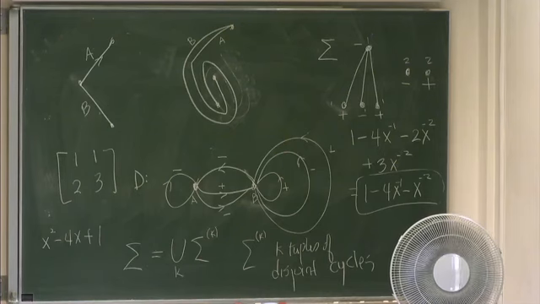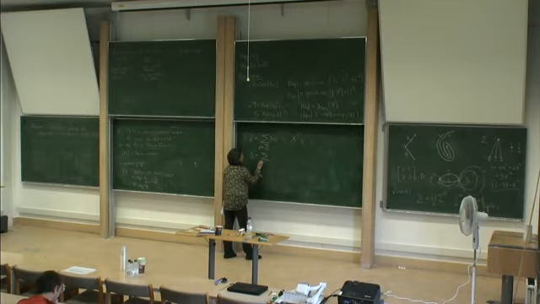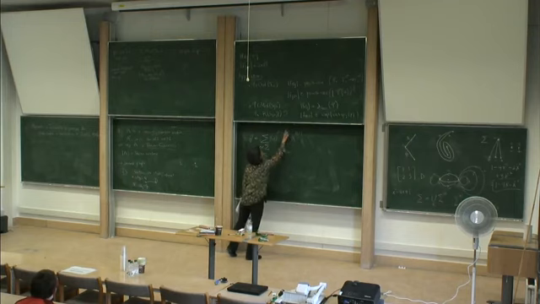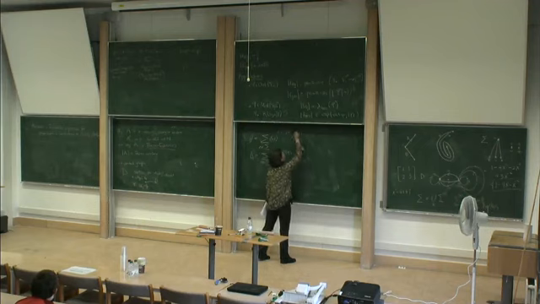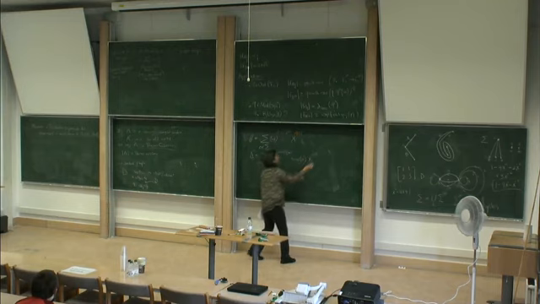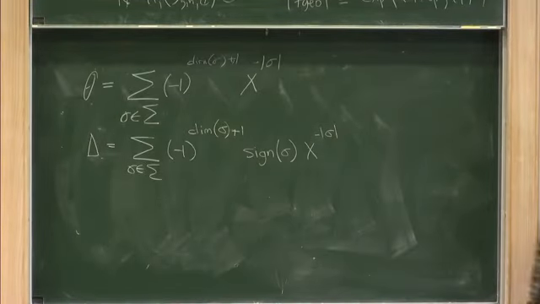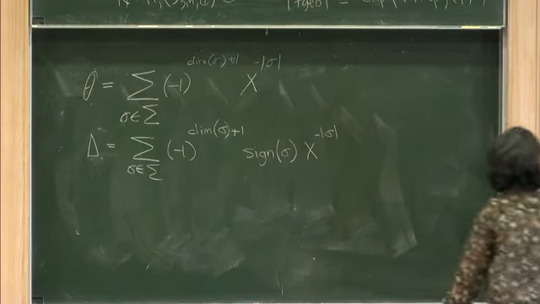So this, like the baby Alexander polynomial, is going to be the sum over sigma of minus 1 to the dimension of sigma plus 1, the sign of sigma, times x to the minus the number of vertices of sigma. And if you do that, you'll see that you get x squared minus 1. So I don't know how I'm doing for time. So yeah, why not do that?